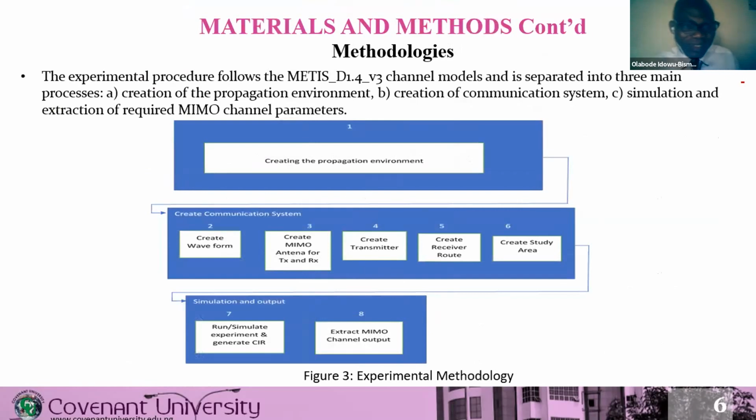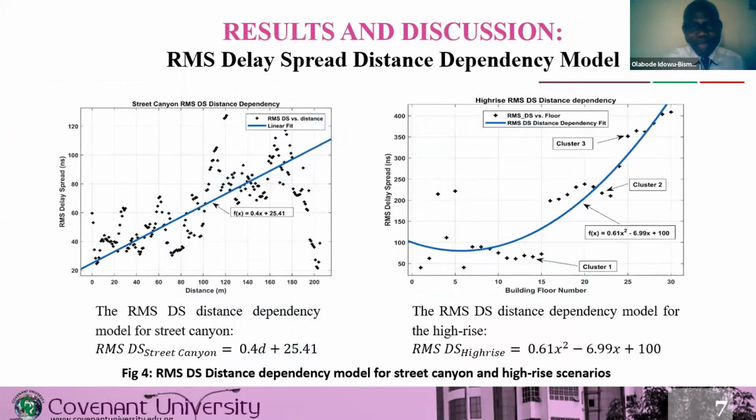Our simulation procedure follows the METIS procedure, where we create the propagation environment, after which we create the communication systems. We create the waveforms and the MIMO antennas for the receiver and transmitter. Then we create the receiver route and also create our study area. We then simulate and extract the MIMO channel output. One of the MIMO channel parameters that were extracted is the RMS delay spread.